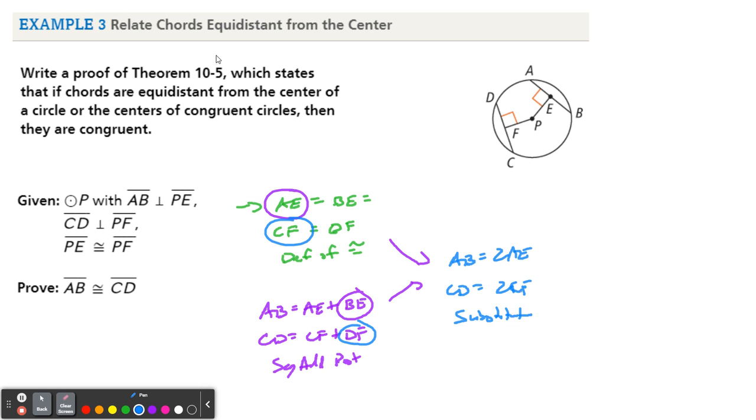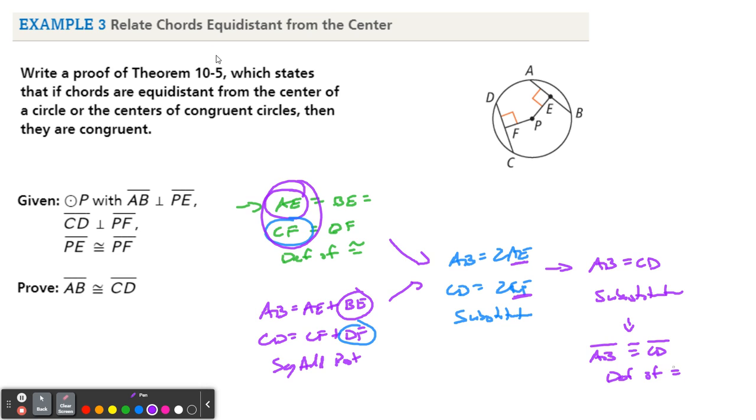And again, we know that AE and CF are congruent because it says right here they're equal. So we know that these two are congruent. If we did some substitution, we could then say that AB is equal to CD. So AB is going to be equal to CD through some substitution. Again, it might be a couple steps, but we're going to try to shorten it up. And if these two segments have the same length, then they are congruent by the definition of congruence, or congruent segments. And there you go.